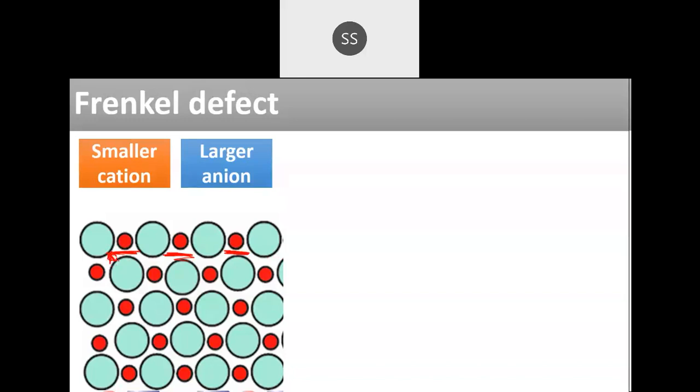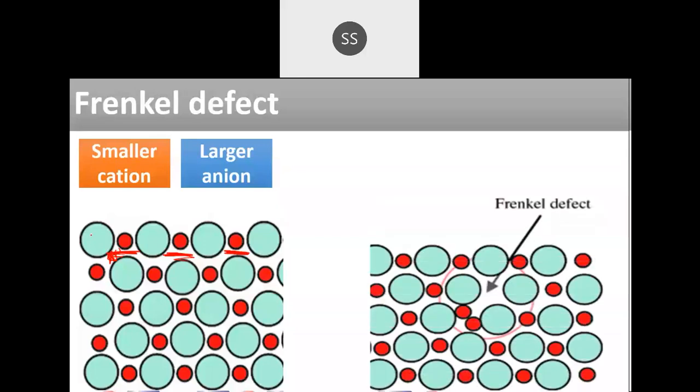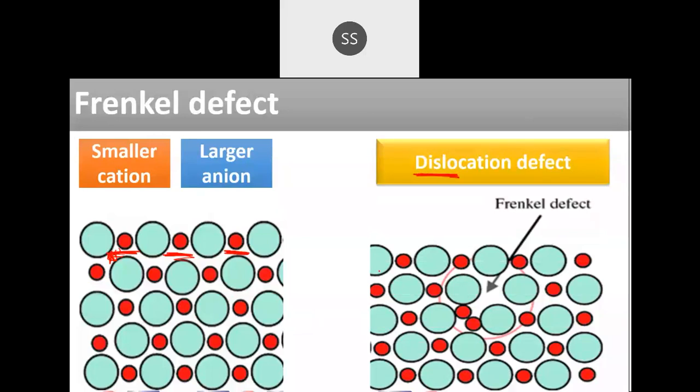So if this cation, due to their small size, starts moving towards the interstitial site, then that defect will be called as Frenkel defect. They are just moving from their original place, and going and sitting into the interstitial site. And then density, if you are talking about, because no one is going out of the crystal, they are just rearranging themselves in the same place itself. So then density will not be affected. So you can see here density remains same. And this defect is also called as dislocation defect because they are dislocating from their place.